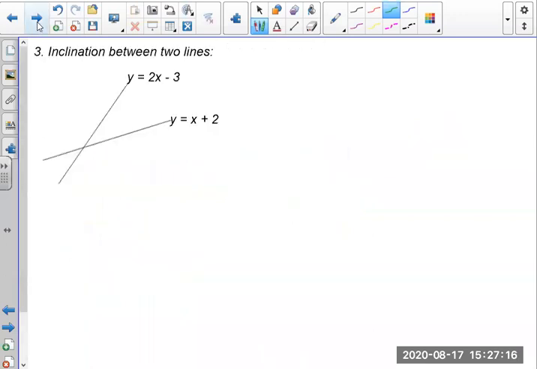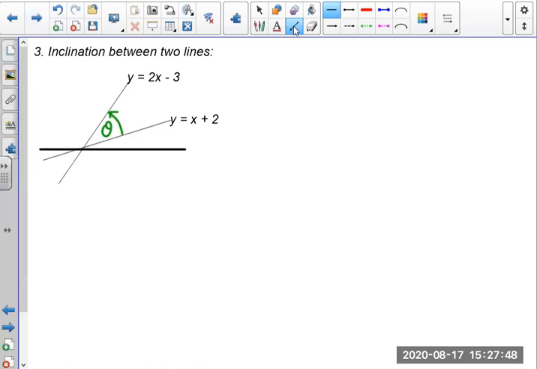Okay, what else? How else will they ask it? Ooh, inclination between two lines. Now that actually looks terrible. What they want is the angle between the two lines. Now what you must realize is you must first draw an x-axis. And where do you draw the x-axis? Through that intersecting point, that point of intersection. You draw an x-axis through the point of intersection.